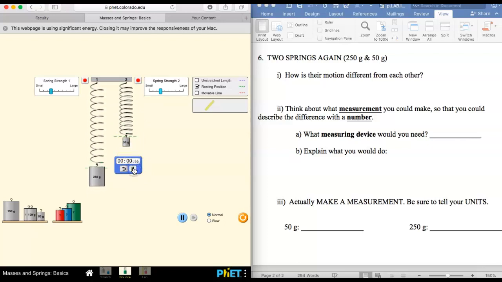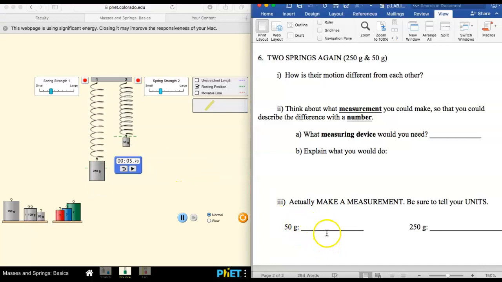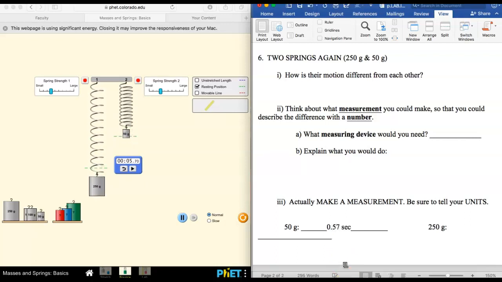Okay, 0, 1, 2, 3, 4, 5, 6, 7, 8, 9, 10. Okay, 5.7 seconds. Does that mean that the time for one cycle is 5.7? Of course not. So write down what the time for one cycle would be. Of course you should write down 5.7 divided by the 10 cycles. So the time for one cycle was 0.57 seconds.